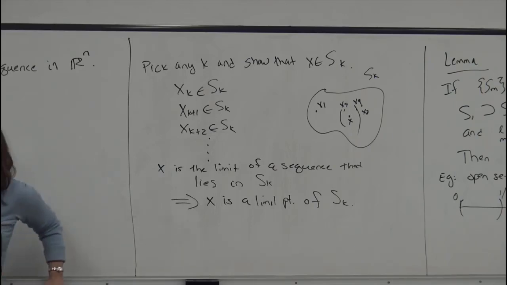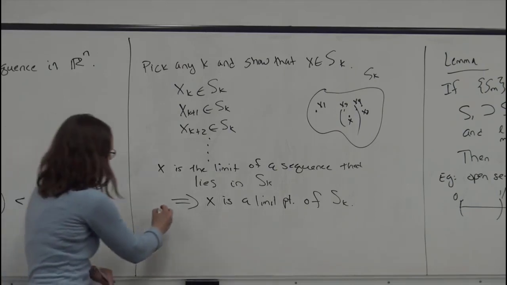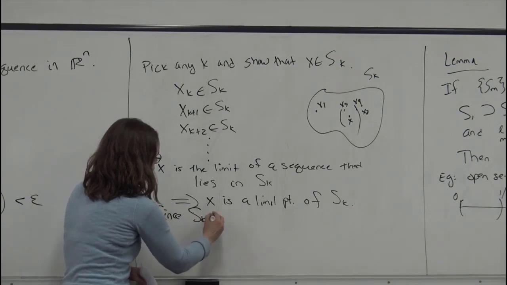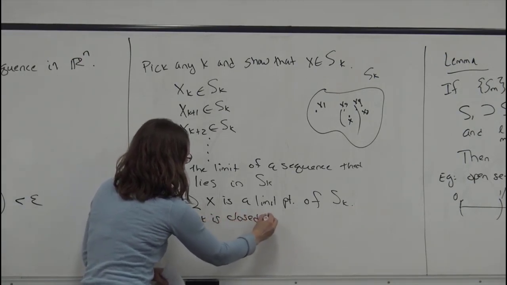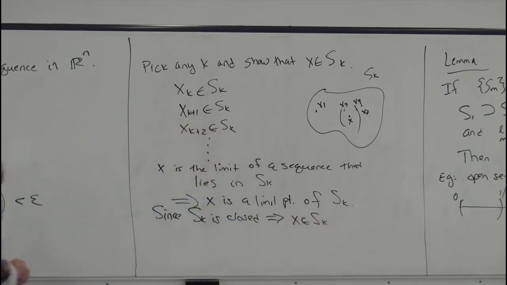Well, this is good. We know something about the limit points of closed sets. In fact, this is another way of characterizing a closed set. A set is closed if and only if it contains all of its limit points. And that hasn't changed from one dimension, and the proof doesn't change from one dimension. So since S_k is closed, we must have that it contains this limit point.